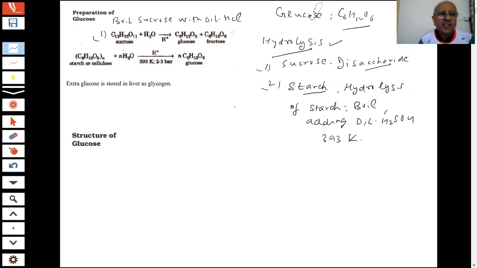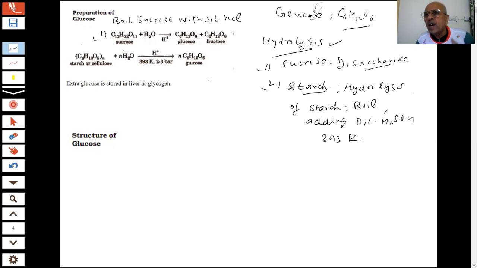And as I said, starch contains a large number of glucose molecules, 100 to 3000. What happens when you boil the starch? Starch is boiled with dilute sulfuric acid at 393 Kelvin and 2 to 3 atmospheric pressure, then you will be able to produce glucose. Therefore, these are some of the methods of producing glucose.